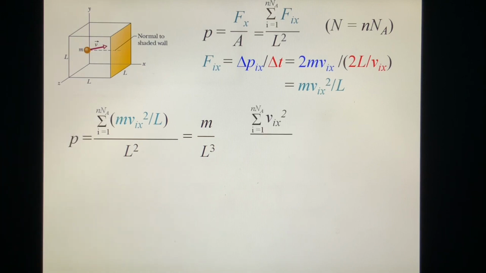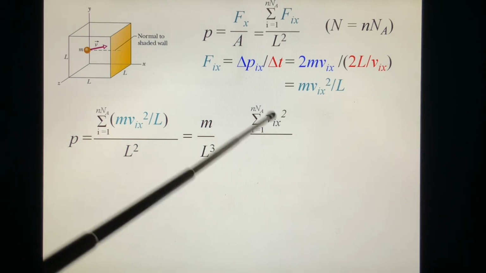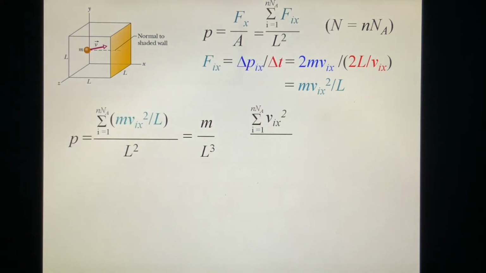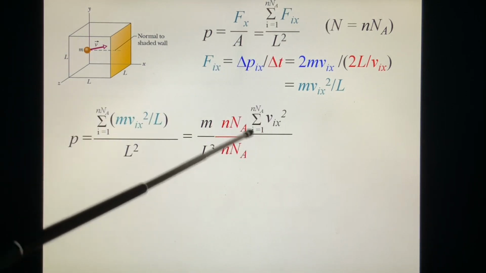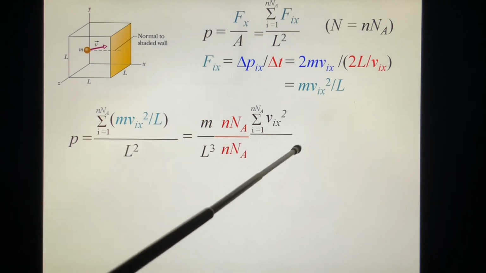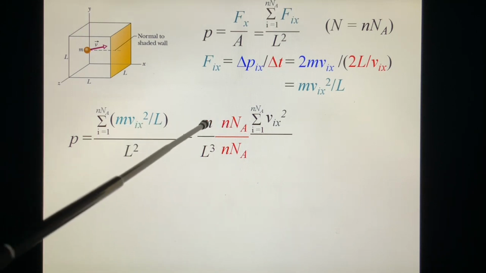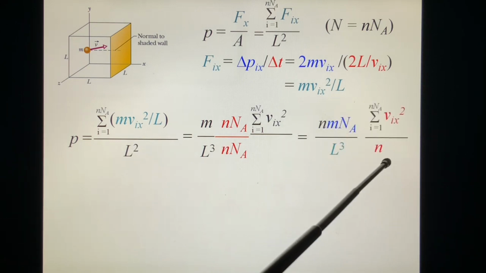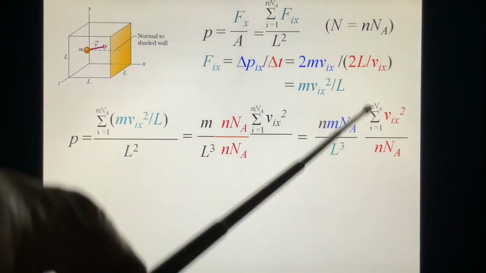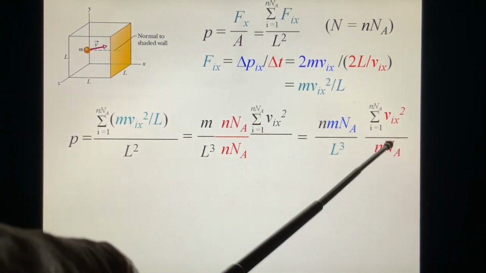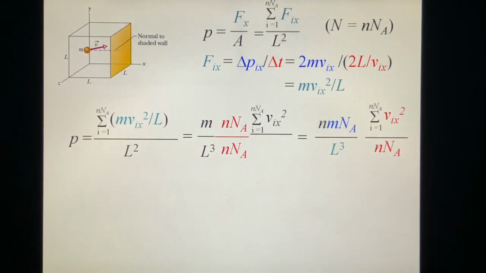Now we do something to explain this first. This is v_1x squared plus v_2x squared plus v_3x squared, up to N. If we divide by the total number N, this becomes the average v_x squared. And here, we exchange N and m, so we get m and N over V. This sum, v_x squared for 1, 2, 3, 4 and so on, divided by the total number, is the average.